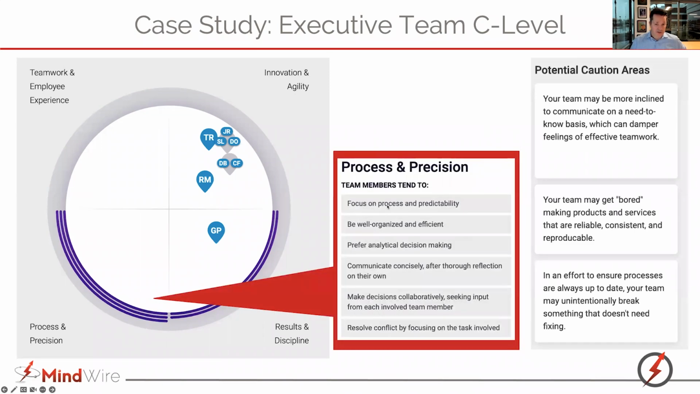And process and precision, focus on predictability, organized, right? Communicate concisely. Things are put together, right? For sure. So what do they need to do? Well, this is an executive team of a big organization on some of the most important initiatives that they've got in the company. So what they needed to do was think about, who do we have in our ranks that might be good at this process and precision stuff and this results and discipline stuff?